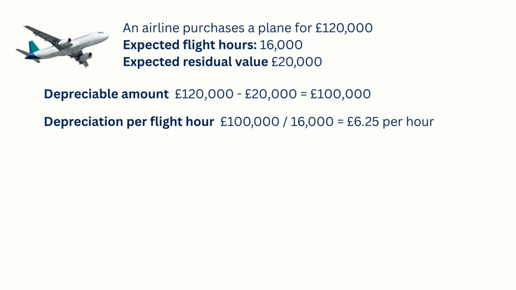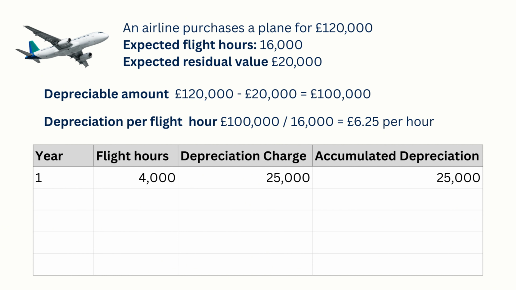Next, we calculate depreciation per flight hour by dividing the depreciable amount by the total expected flight hours. £100,000 divided by 16,000 flight hours equals £6.25 per flight hour. Every hour the plane flies uses up £6.25 of the plane's value. In year 1, the plane flies 4,000 hours, so depreciation is £25,000.